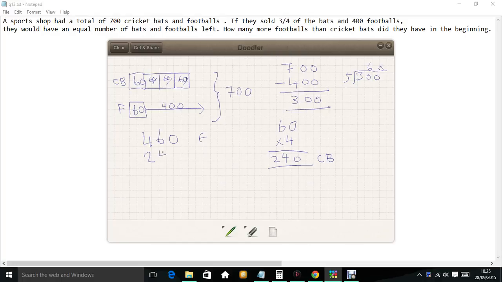Now I need to take the 240 away from 460 because I want to know how many more footballs there were. I want to know the difference. So 240 taken away from 460 gives us 220. There were 220 more footballs.